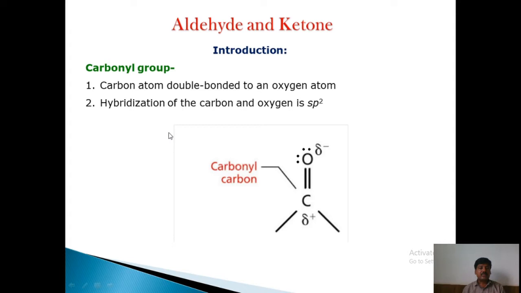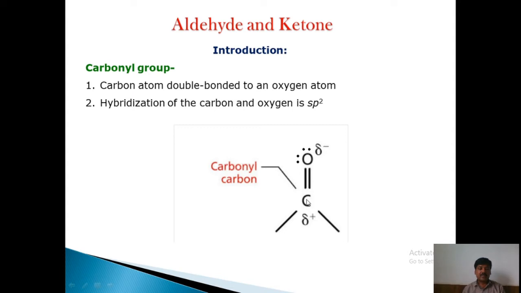You know, dear students, aldehydes and ketones are two important classes of organic compounds, both of which contain the carbonyl group. So we have to see first what is the carbonyl group. Carbonyl group means the carbon atom double bonded to an oxygen atom, that is, carbon and oxygen doubly bonded.